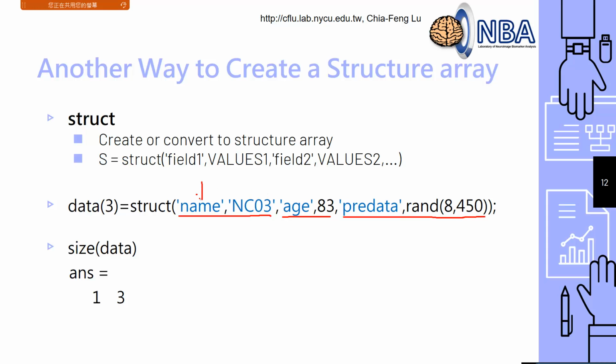And for every first element of each pair, it represents the field name. So now you can see I'm going to assign the value of the name. This is a field name. Age, this is a field name. Predata, again, this is a field name. And the second input for each pair is the value for each field. So now for the third subject, the name field would be NC03. For the age field, it will be 83. For the predata, again, I will use the random generator to generate 8 by 450 random numbers.